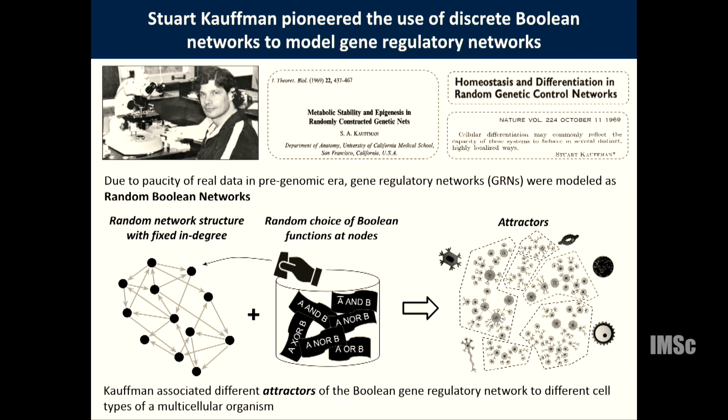And also the choice of Boolean functions, as I emphasized, which captures the combinatorial regulation of different genes, was also chosen at random amongst the various possibilities. And what was important is that Kauffman associated the different attractors of the Boolean gene regulatory network to different cell types of a multicellular organism. So that's something he was acutely aware of, and that was the motivation behind his proposition.